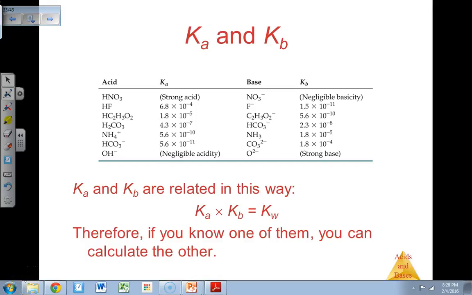Hey everybody, I wanted to show you the relationship between Ka and Kb. Now that we understand that weak acids and weak bases have certain reactions, I wanted to spend a little time showing you what the relationship is between these two things.